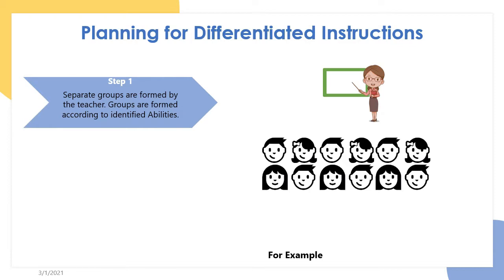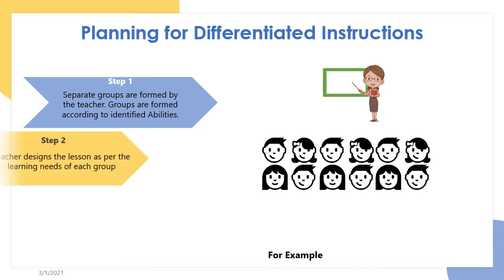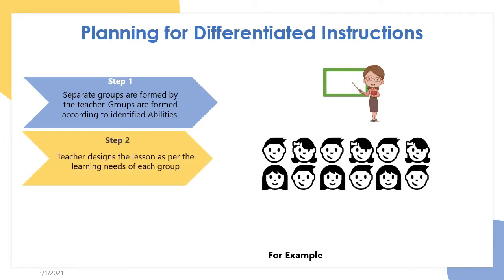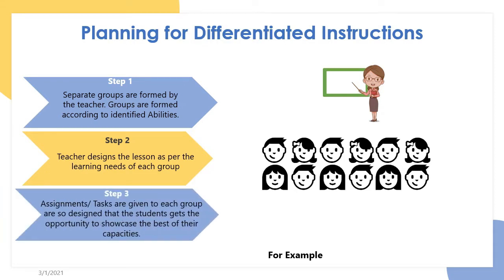Step 1 is, separate groups are formed by the teacher. And those groups are formed according to identified abilities. Step 2 is, teacher designs the lesson as per the learning needs of each group. Step 3 is, assignments or tasks given to each group are so designed that the students get the opportunity to showcase the best of their capacities.